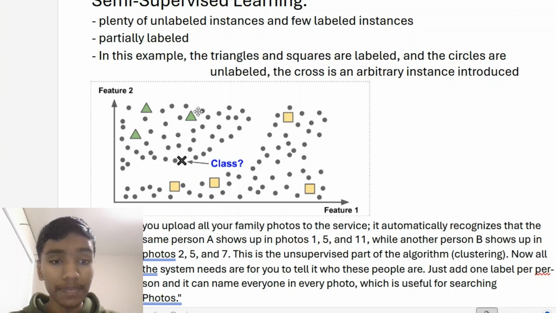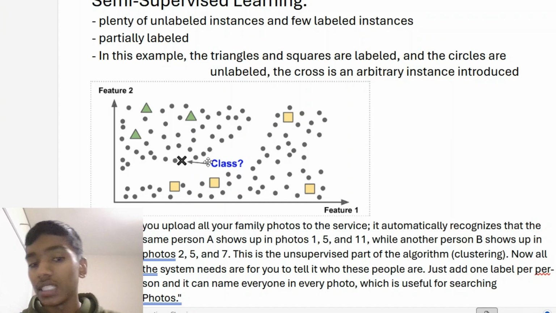In this example, you notice that we have triangles and squares. Those are the two labeled classes, right? And then you have these circles here, these gray dots. These are unlabeled data. Now we're introducing some arbitrary instance, and we're asking the machine learning algorithm, based on the unlabeled data with the circles and the labeled data with the squares and the triangles, to group it into one of these groups. And it will choose a group based on the unlabeled and labeled data. Okay, so that's an example there.